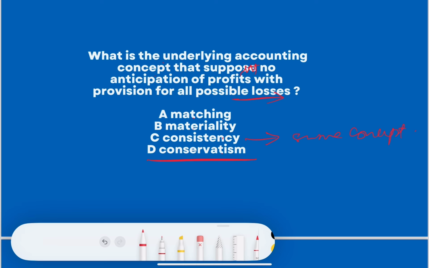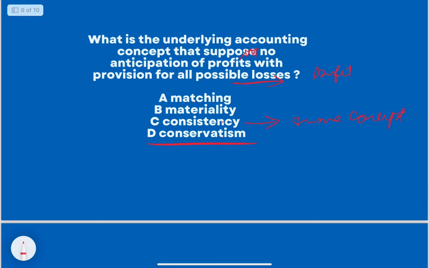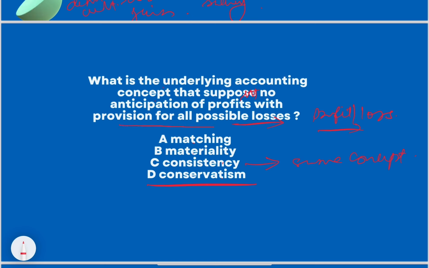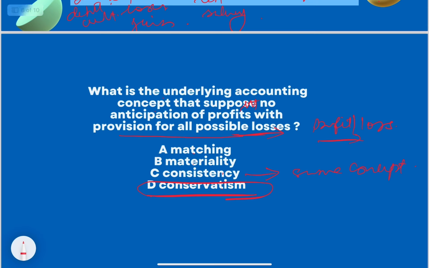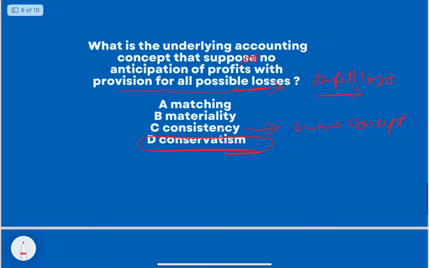So what would be the matching concept? Matching concept is the process of estimating the amount of profit or loss made during a specific time. So that is called the matching concept. So here, for the provision of all losses, the answer would be conservatism. I know it's quite easy. I just wanted to make sure that you remember the previous session. In case you don't remember, please go to the previous session, and you will understand it better.